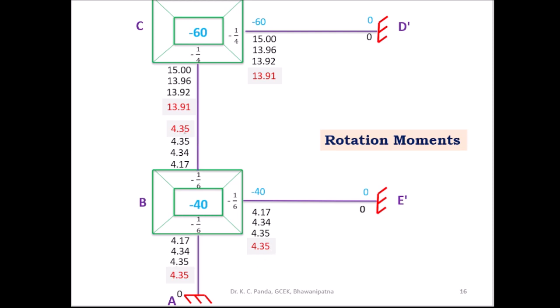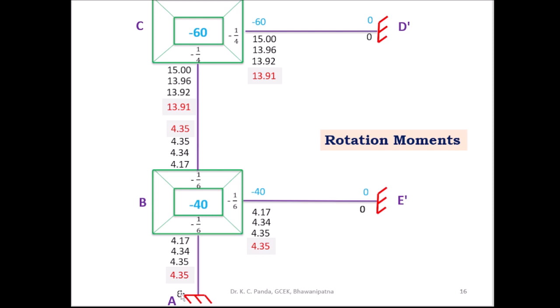As you know, when the difference between the two cycles is small, then you stop the iterating process, and the final cycle reading is what you take as the rotation moment of the end of the members. Here the end D dash is fixed, so here you take the rotation moment 0, and the end E dash is fixed, here you take the rotation moment 0, just write below the line, and at the support A, due to the fixed end, the rotation moment is equal to 0.